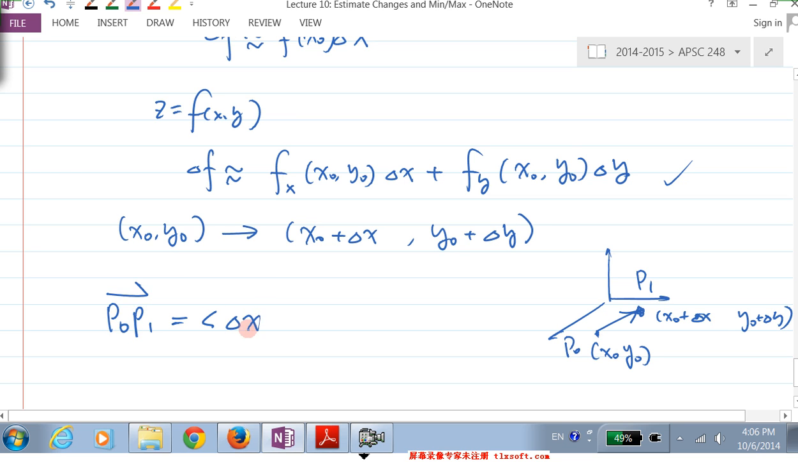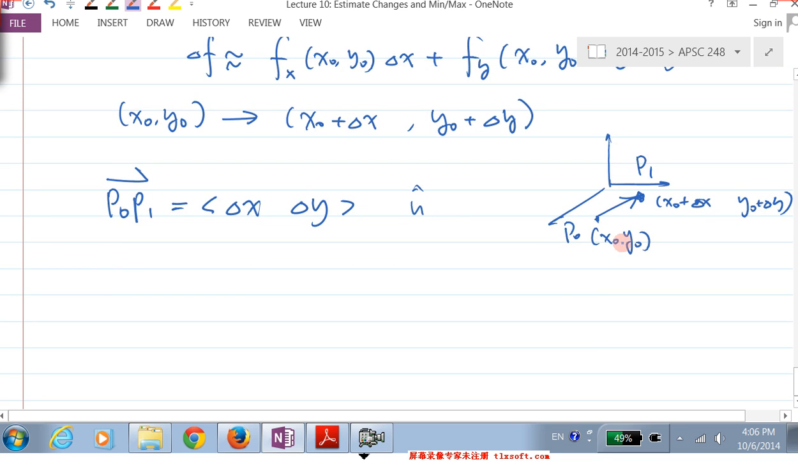Exactly. So delta x, delta y, as Carl said, right? This coordinate subtract this coordinate. So that's the direction you're walking to. So essentially, you can get a u hat out of this P naught, P1. That make sense? Okay.